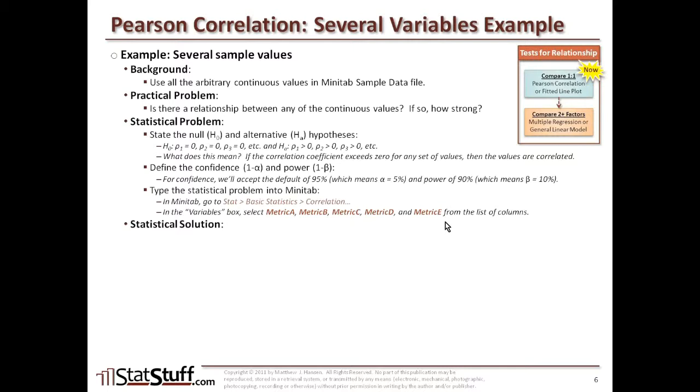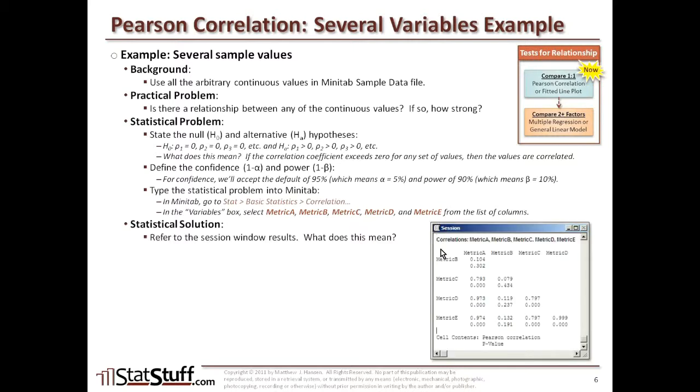Now for the statistical solution, the results when we run it are going to look something like this in the output from the session window. So what do we do with this information? What does it mean? Well, each of the continuous values that we plugged in there is tested against every other continuous value, and the correlation coefficient and p-value are also noted for each test. So if you notice, it tells you at the top, here are the 5 different variables that we ran this test against.